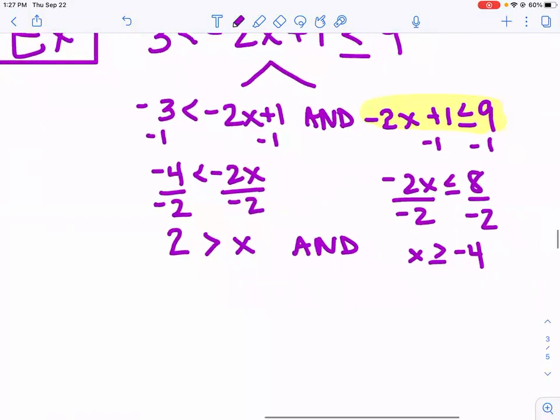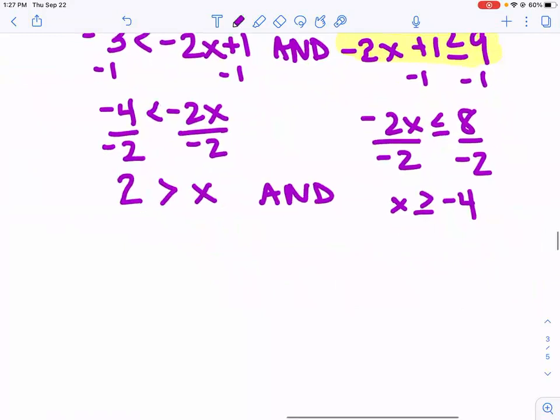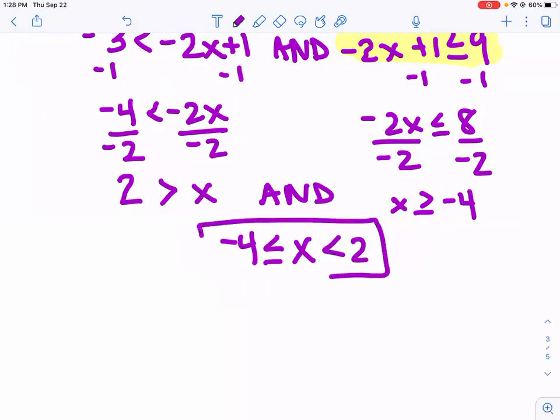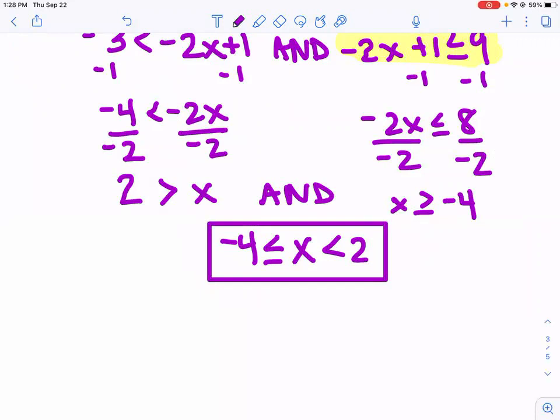Okay. Now notice how I have 2 is greater than x and x is greater than or equal to -4. Well, if I'm going to write that with my x squished in the middle, then I want x to be bigger than or equal to -4 and less than 2. I want it to look like this. So since my signs flipped, I'm going to rewrite it so that when we read it left to right, they go in order. Do you understand what I'm saying there?